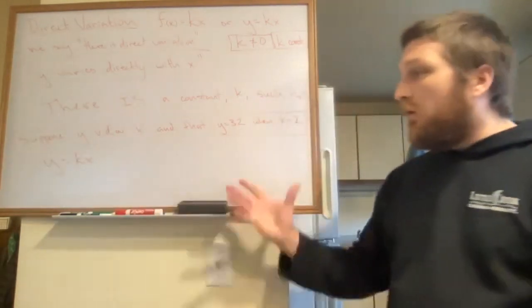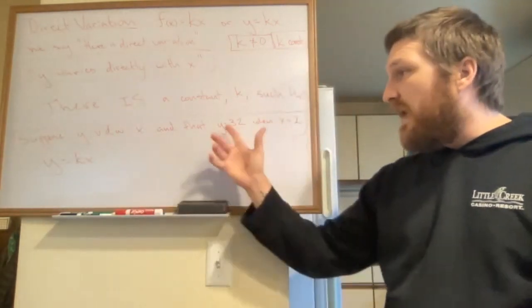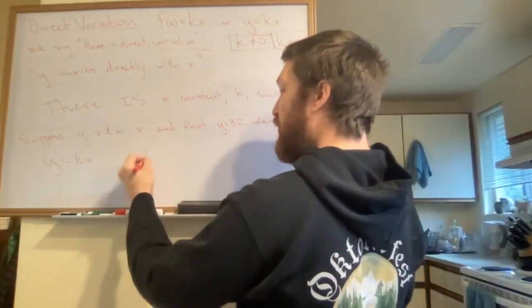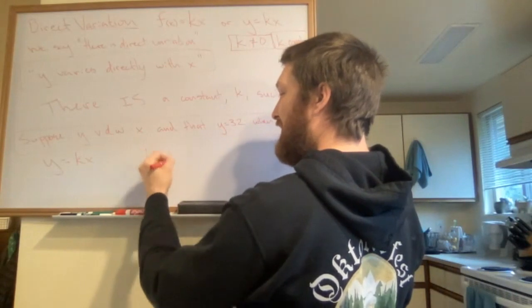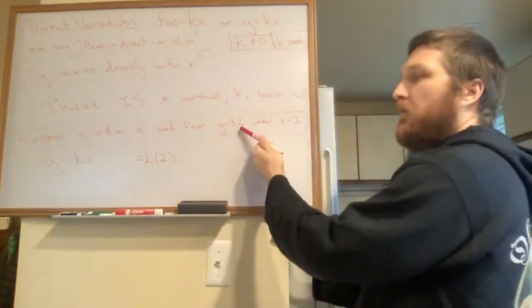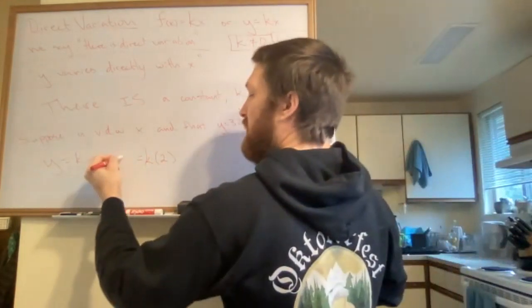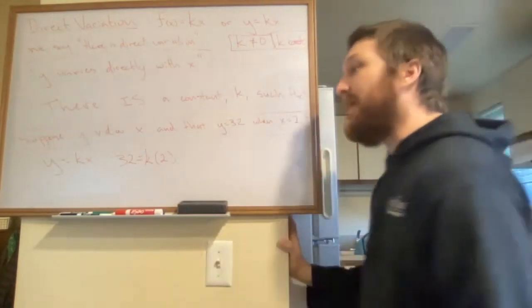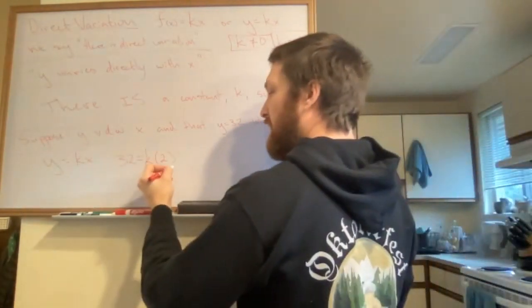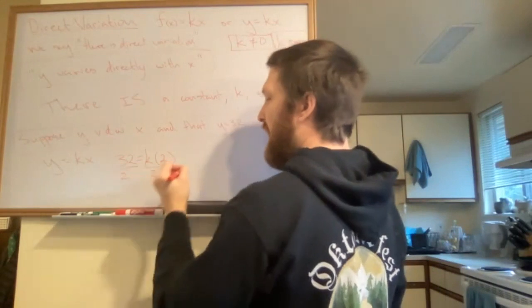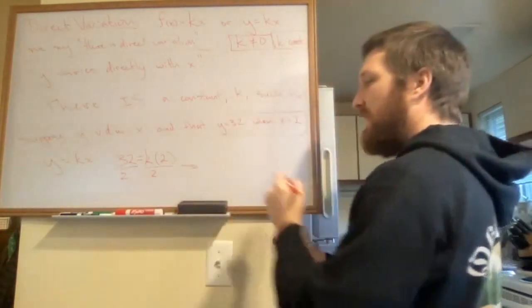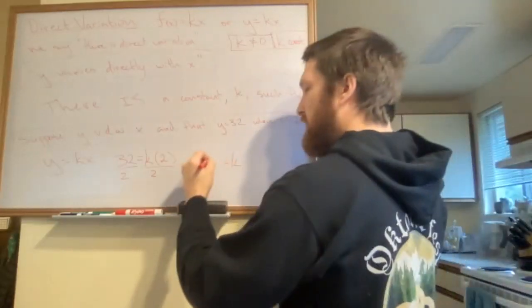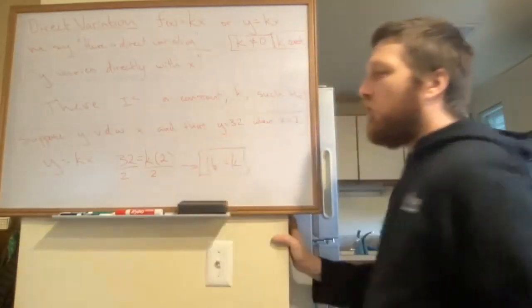So now all we need to do is plug these values in and say, well, okay, when my input is 2, so in other words, when x is equal to 2, my output, the y value, is 32. Now, can we solve for k? We can. How do we do that? Divide both sides by 2. And that tells me that k equals what? 16.